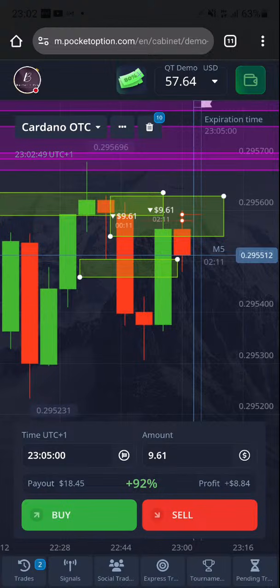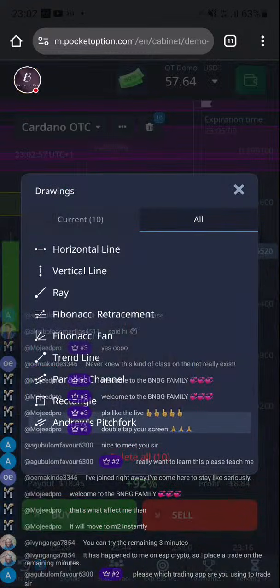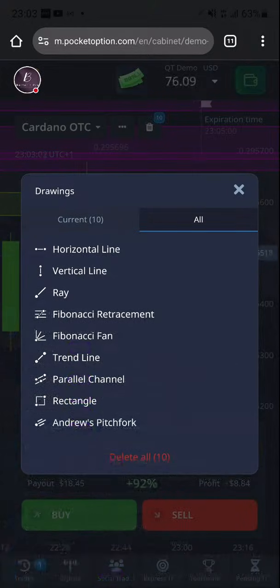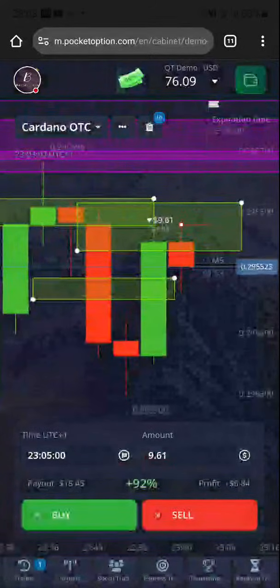Anyways, though, we're currently using the flag mode, so it always makes use of the remaining minutes. Please, which trading app are you using? It's called Pocket Option, and the link to register is in the description.